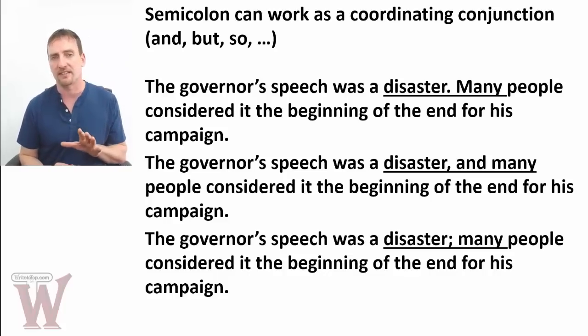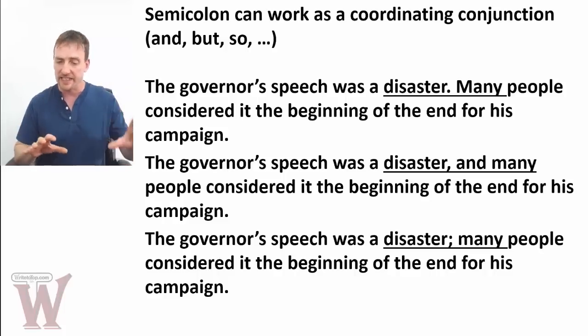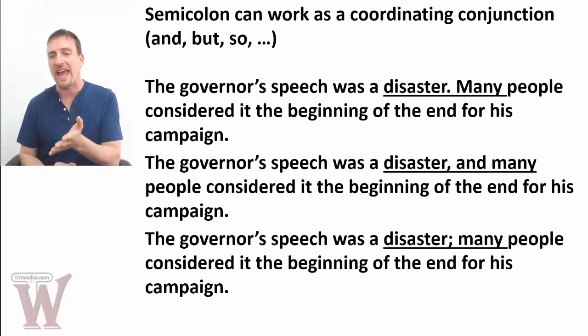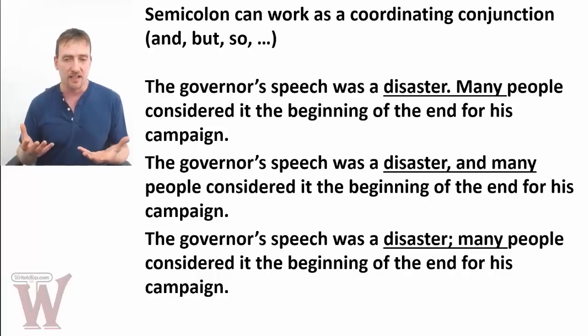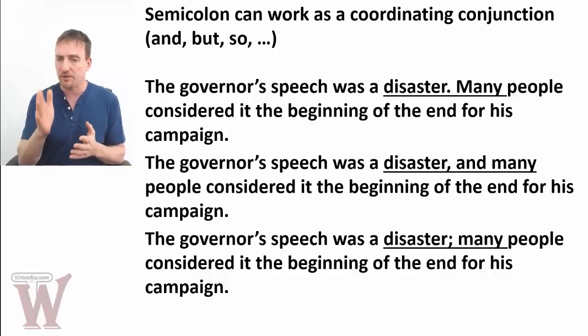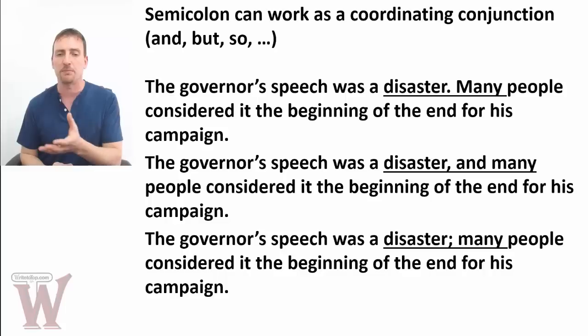So here are three sentences. The governor's speech was a disaster, period. Complete idea, complete sentence. Many people considered it the beginning of the end for his campaign. Another complete independent sentence with a full meaning. Each sentence can stand by itself. Now, I could join the two sentences with and. The speech was a disaster and many people considered it the beginning of the end for his campaign. So basically all I'm doing is adding another point with and. But if I want to use a semicolon, I get rid of the and, I put the semicolon. The speech was a disaster; many people considered it the beginning of the end for his campaign.